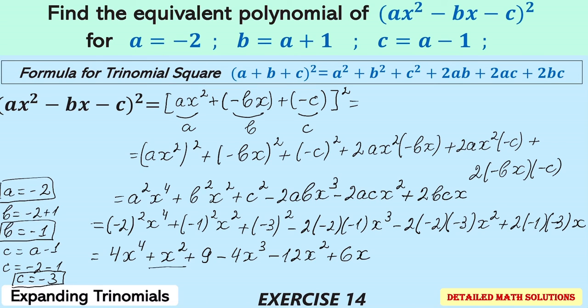Such terms are x² and -12x². And when I write this polynomial in a standard form, it equals to 4x⁴ − 4x³ − 11x² + 6x + 9. I can't simplify further, therefore this is the final answer for this exercise.